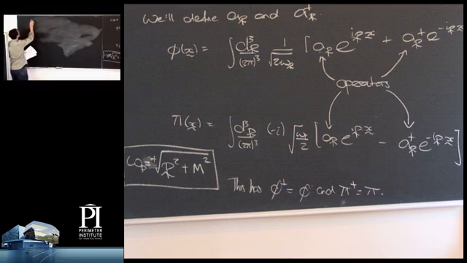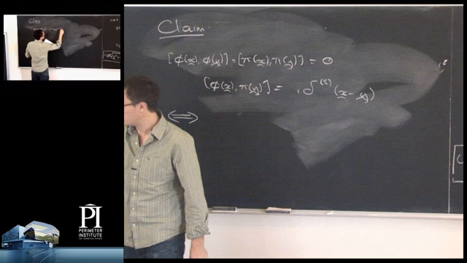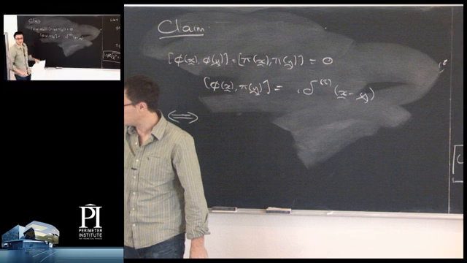So the commutation relations are basically that phi of x, phi of y is 0, pi of x, pi of y is 0, and then the interesting one is that phi and pi don't quite commute when x is equal to y. Okay.